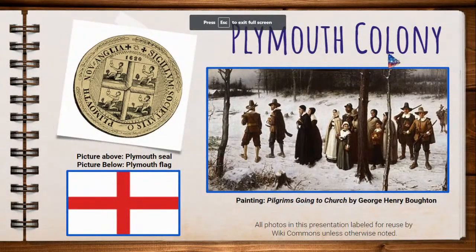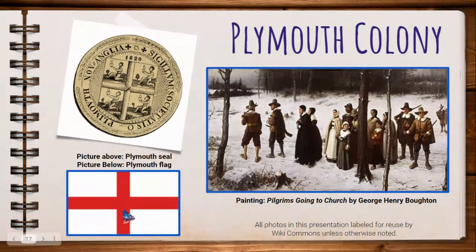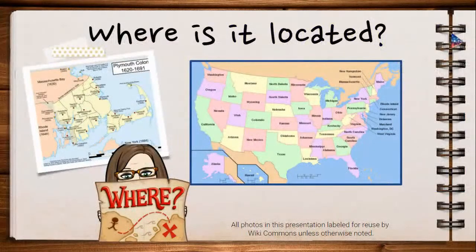Now we're going to head on over to Plymouth. So Plymouth Colony. This is a painting of Pilgrims Going to Church by George Henry Boughton. Above you'll see the Plymouth seal. This is the seal, and this is what their flag looked like. Where was it located? Right there.